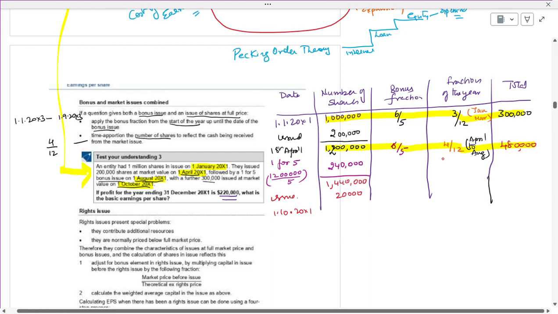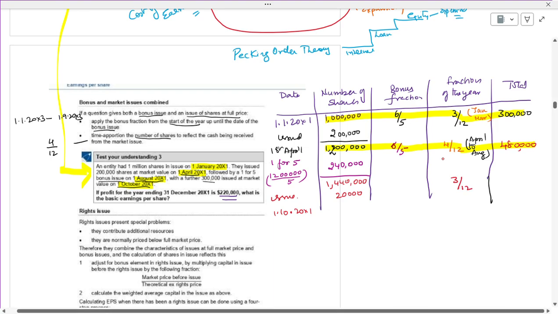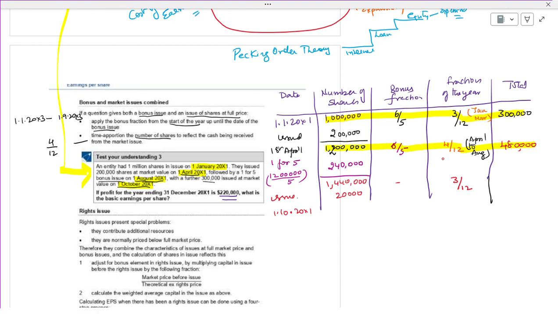300,000 shares. If we take October also, October, November, December, how much is there? 3 by 12. Why are we not taking a bonus fraction here?